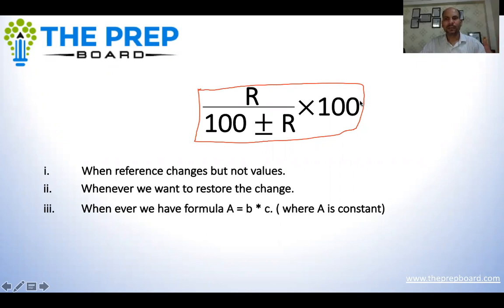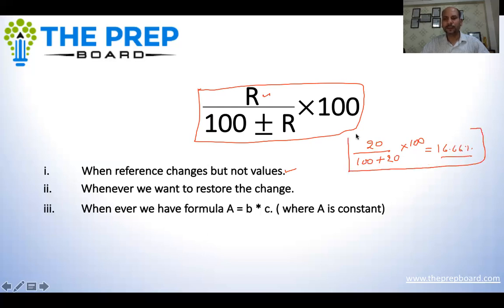Condition number 1, when reference changes but not values, like in the earlier question. It was saying that the value of A was 20% more than B. So this R was 20. The change is 20, and it was given more. That's why we'll use plus sign here. So 20 over 100 plus 20, into 100, it will result in 16.66%. So you can solve this question directly by using this formula. This is the second and very important type of questions and very important method to solve the questions.